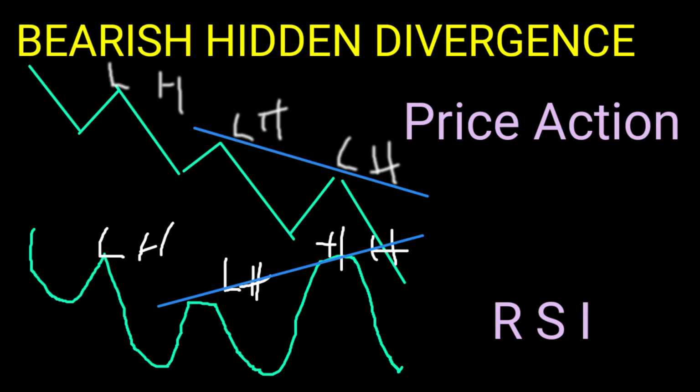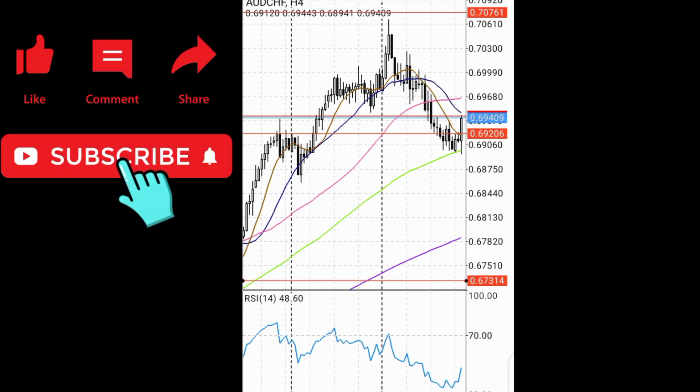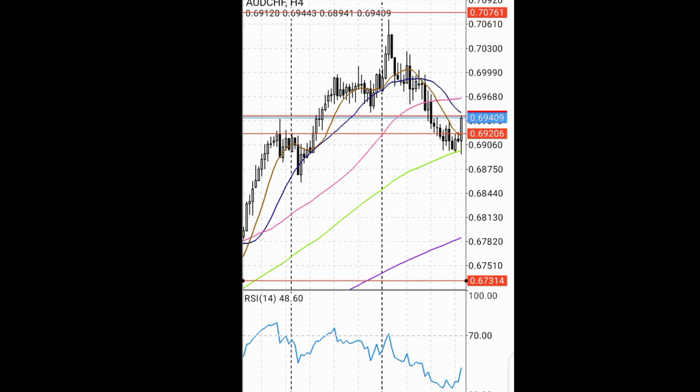So these are the divergences that we have, the regular divergence and the hidden divergence. So we go into our charts to identify them and see how to trade them. So this is AUD/CHF for our time frame chart, and I want to demonstrate the hidden bullish divergence in this chart. Here is an upward trend.